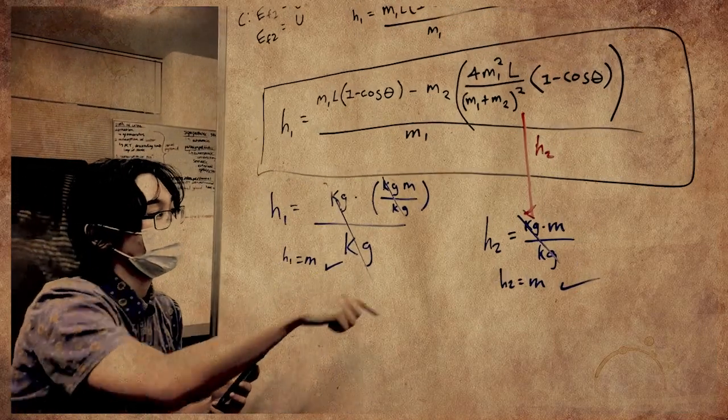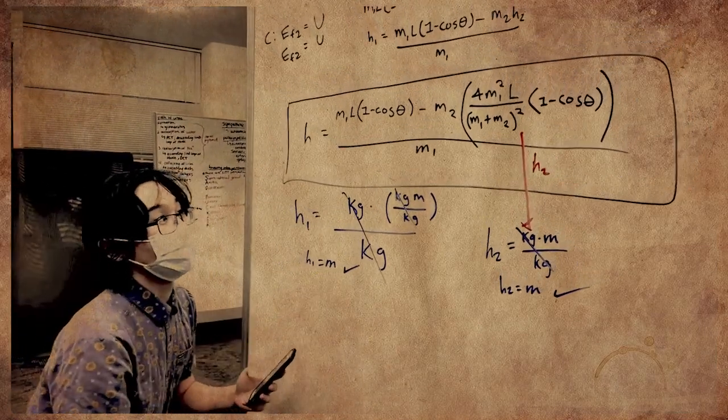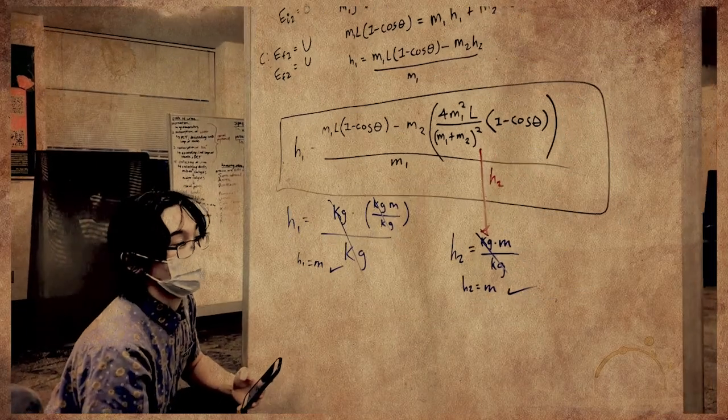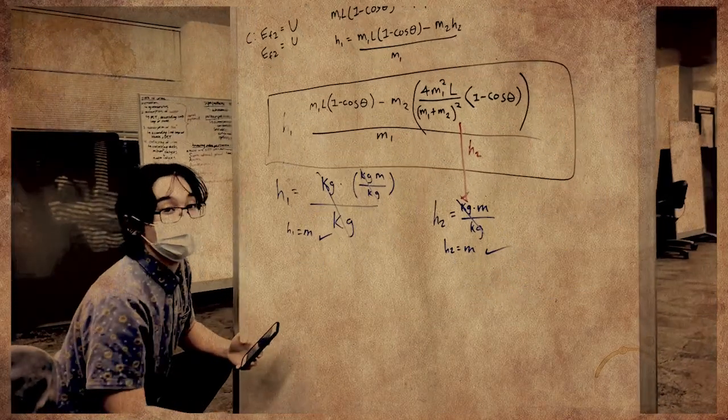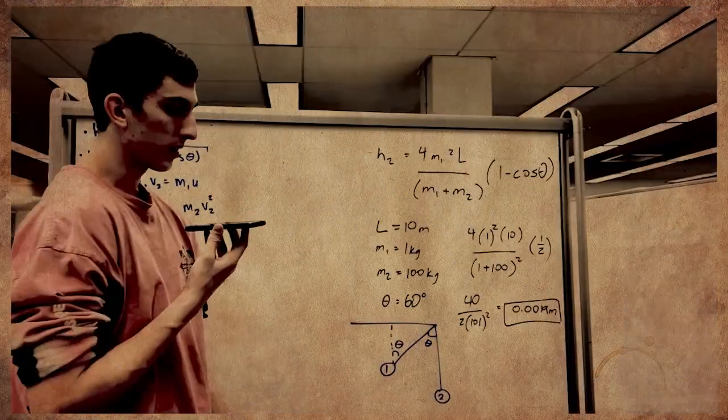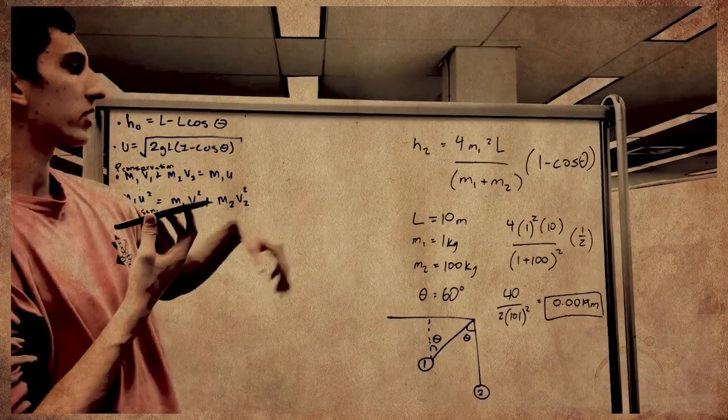These kilograms cancel and we're left with meters for height 1. For height 2, we're left with kilograms times meters over kilograms. That cancels, and for height 2 we get meters. So we can do some sense making with numbers here.